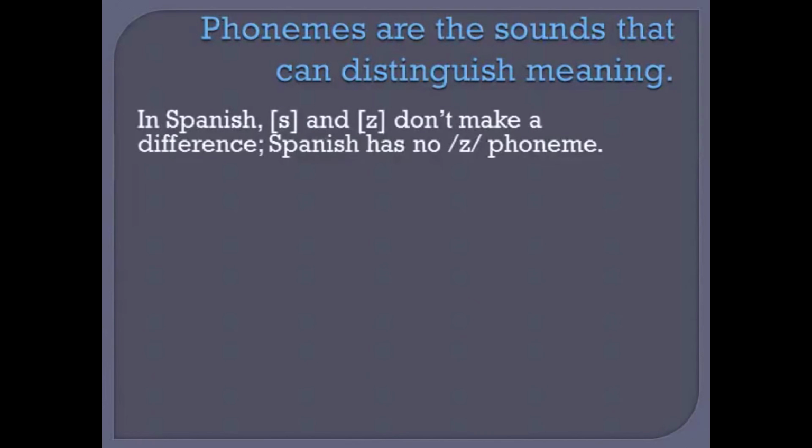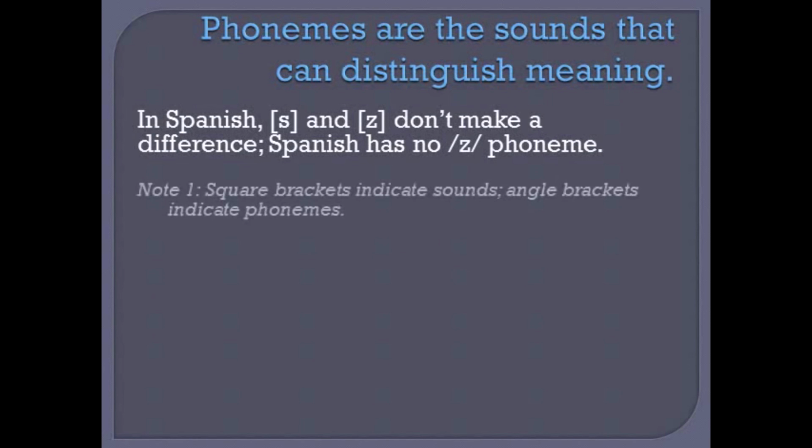I'll give you a third example of the sorts of sounds that might or might not make a difference. Spanish has no Z sound, and I know you're going to immediately object if you've taken even the first day of a Spanish class. The Spanish alphabet does have a letter Z in it. But what I mean is that in Spanish, the s and the z sound, the voiceless and the voiced alveolar fricatives, don't make a meaningful difference. Spanish has no z, no voiced alveolar fricative as a phoneme.